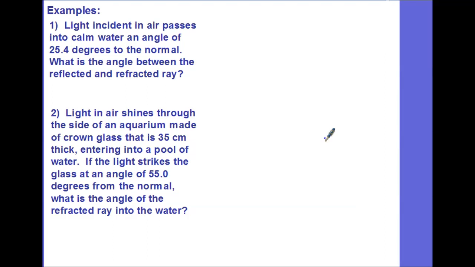Okay, so let's begin. Light incident in air passes into calm water at an angle of 25 degrees to the normal. What is the angle between the reflected ray and the refracted ray? So let's draw a little picture here. Here's my air-water interface. And I've got a light beam coming in here that strikes the interface at an angle of 25.4 degrees from the normal. And air, it slows down when it travels from air into water, so it's going to be bending toward the normal.